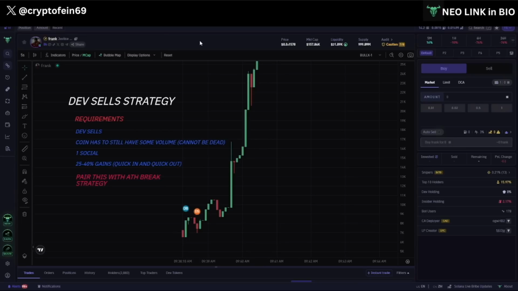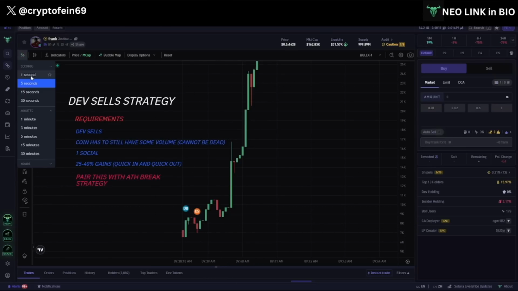But you got to be very risk effective. You need to understand the coins in and out, right? Because you will get burned on new creations very, very quickly. So for the dev sell strategy, you want to be targeting 25 to 40% gains unless it shows quick explosiveness, right? So initially right here, you get the sell off.